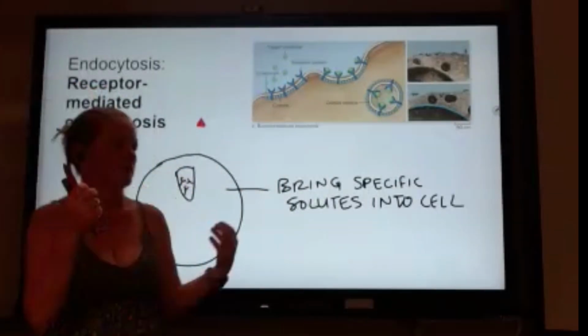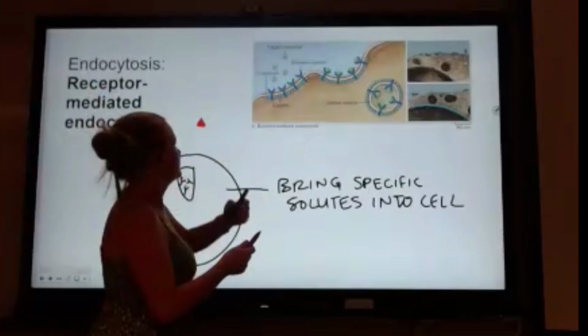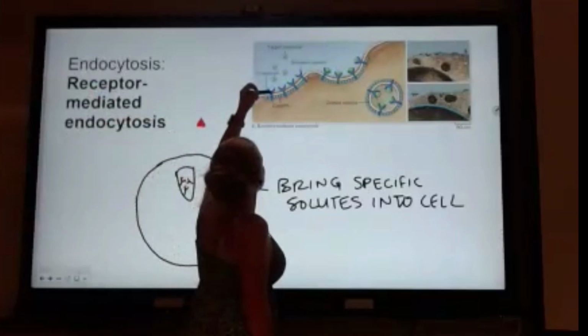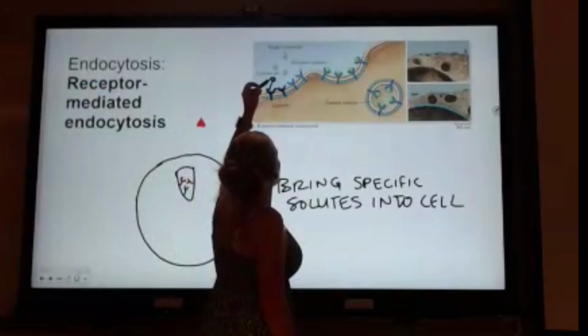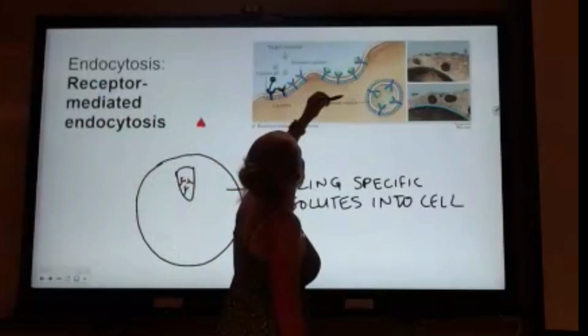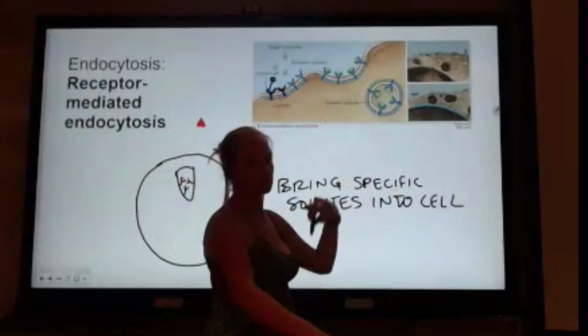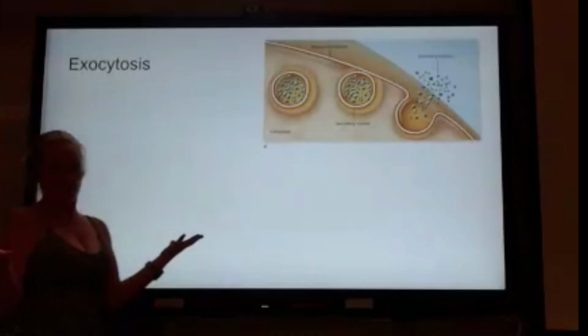So your neurons are a great example of this, where we have specific proteins that are going to bind with those neurotransmitters and nothing else. And then we can have these vesicles uptake those neurotransmitters so that they can be recycled. Then exocytosis is the same process, we're just doing it backward.